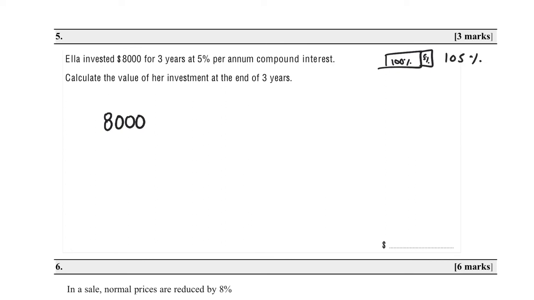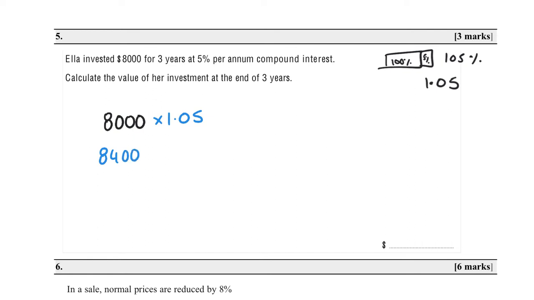105%, and we know we've been using our multiplier method. 105% as a multiplier is 1.05. Yes, because we're increasing. Interest is an increase from the bank. So what we do is, for the first year, at the end, we multiply this by 1.05. So we get 8,000 multiplied by 1.05, and we get 8,400.